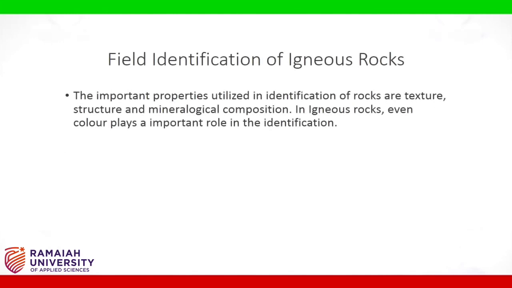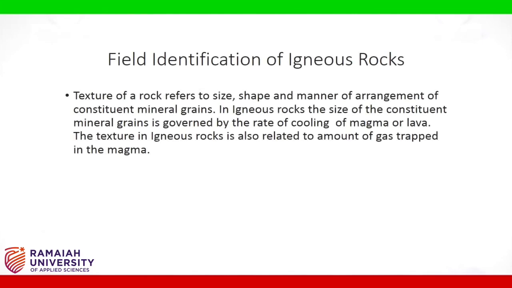The important properties utilized in identification of rocks are texture, structure, and mineralogical composition. In igneous rocks, even color plays an important role in the identification. Texture of a rock refers to size, shape, and manner of arrangement of constituent mineral grains.